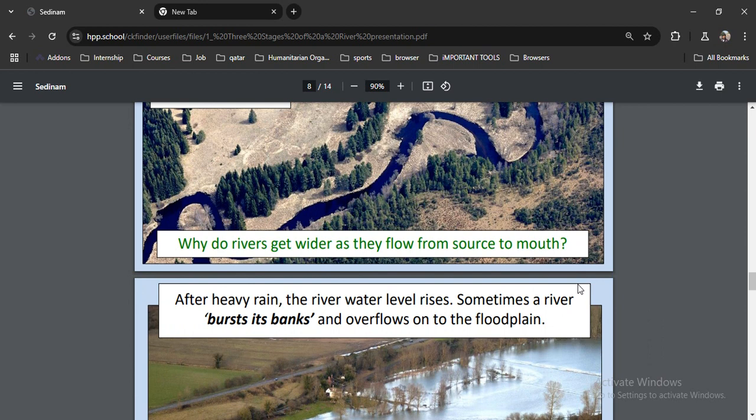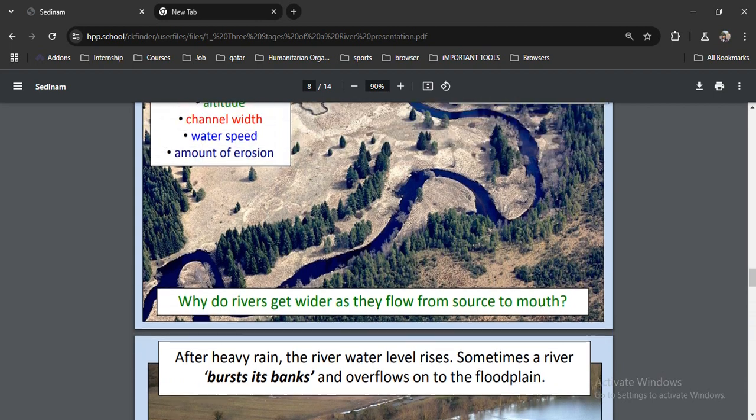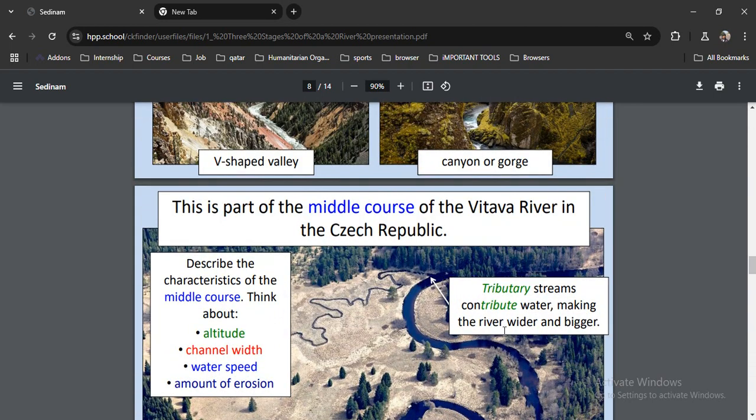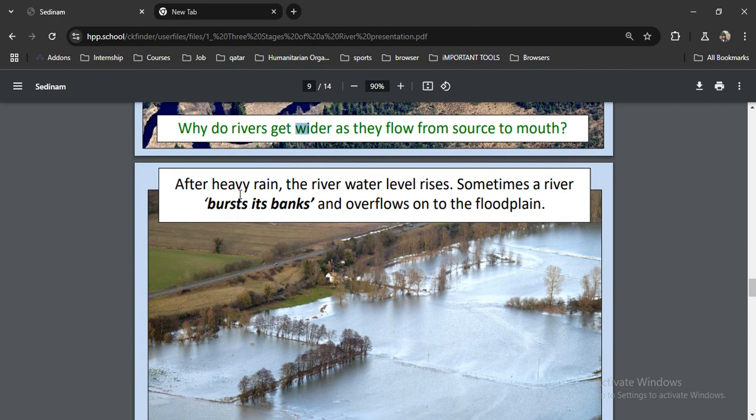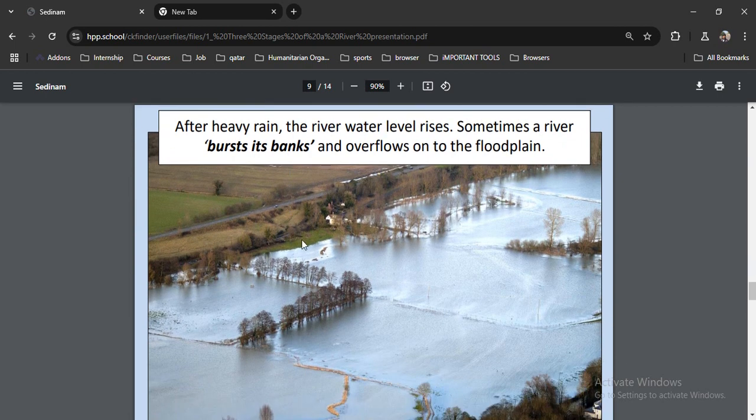Why do rivers get wider as they flow from source to mouth? It goes from the source to the mouth, and it gets bigger, wider. After heavy rain, the river water level rises. Sometimes a river bursts its bank and overflows on the floodplain.